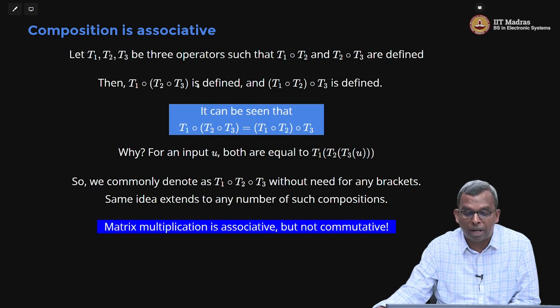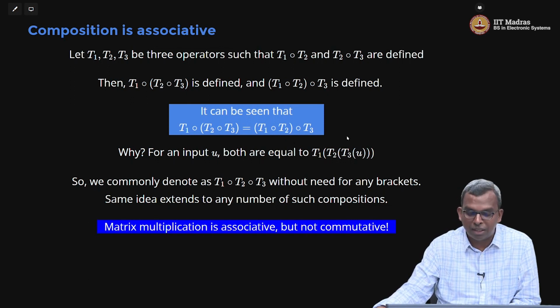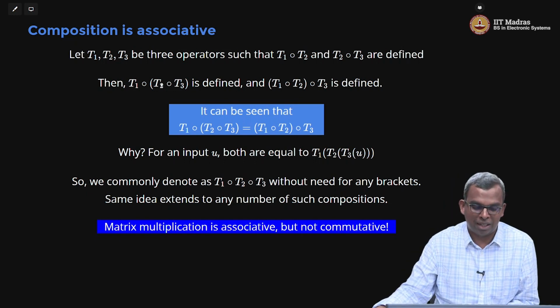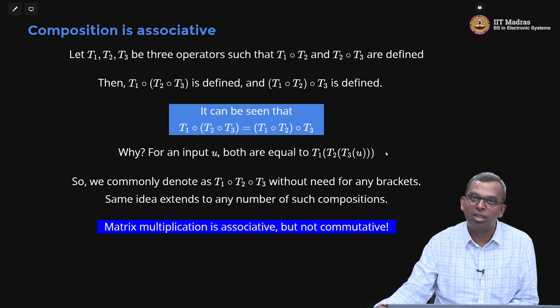Since these two are defined, it is also interesting that these two are equal. It doesn't matter whether you do this first and then do u, or that first and do u. For any input u, this three-way composition is the same as T1 of T2 of T3 of u. You hit u with T3 first, and then T3 of u is going to be hit with T2, and T2 of T3 of u is going to be hit with T1. It doesn't matter whether you group like this or group like that.